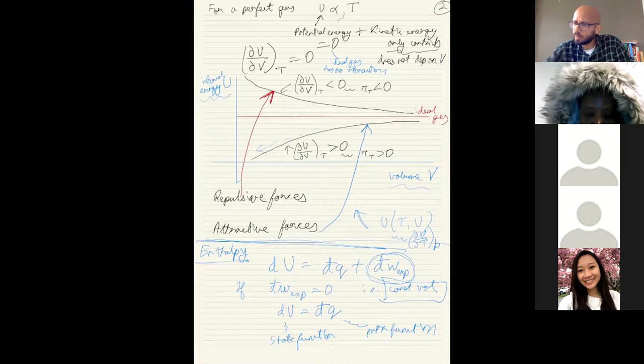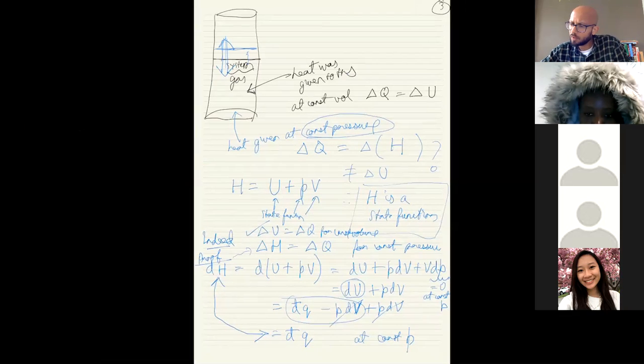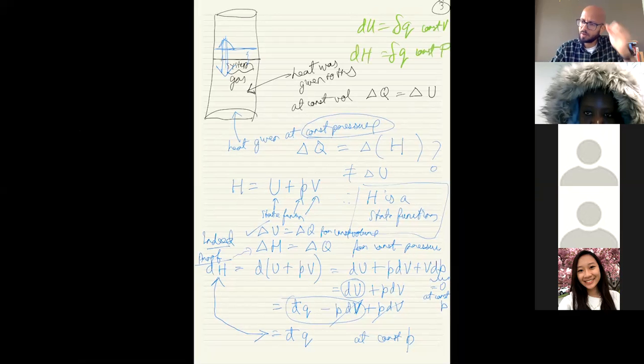So, okay. What did we do? We played around with this concept. We said that, okay, dU is equal to delta Q at constant V. But is there a state function that corresponds to the heat given to the system at constant P? And to show this, we introduced dH, where H was defined as U plus PV.